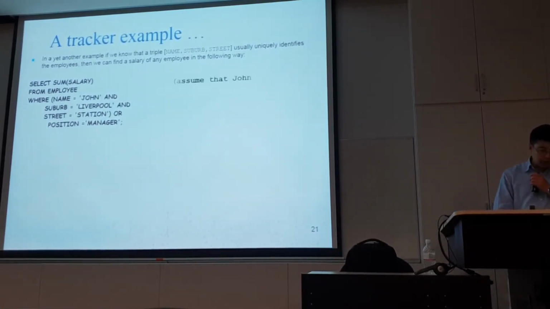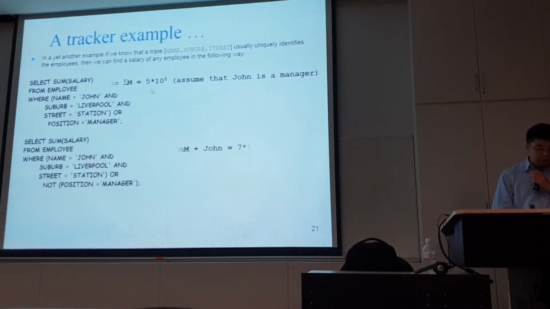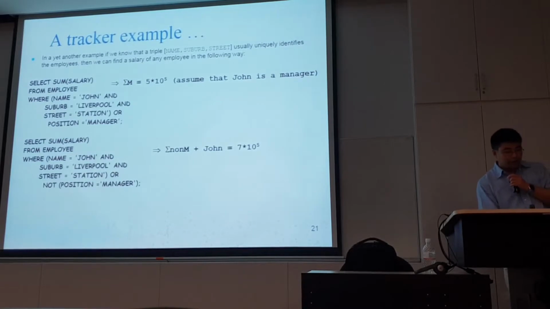So in this case, basically, assume now we get this value. This is the sum, right? So this is not the salary for John, but we know John's salary is in fact included in this value. Then what you can do is to query another one. Say you use the same individual tracker, but you add another OR statement, right? So now this OR statement shows the sum of salary for John and also now managers.